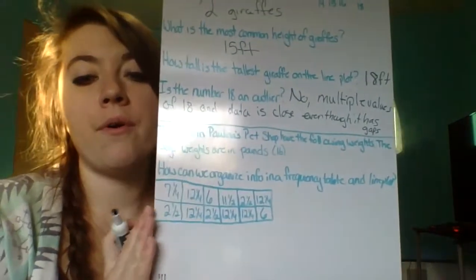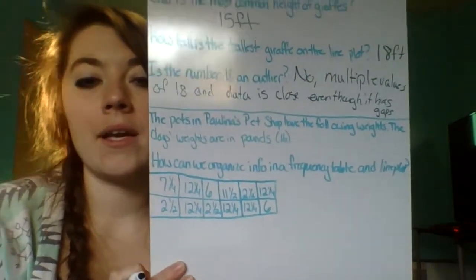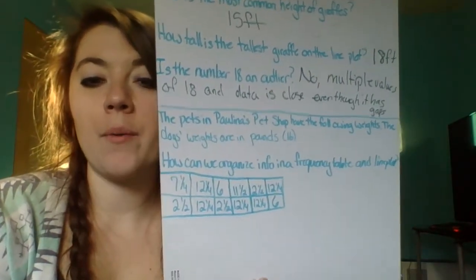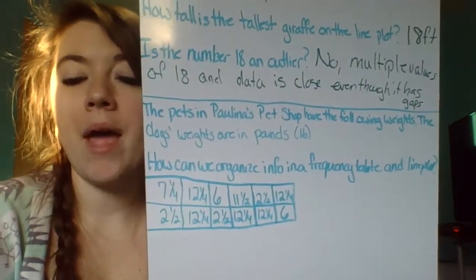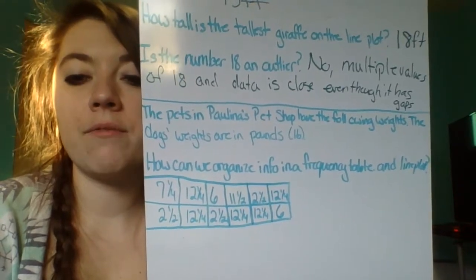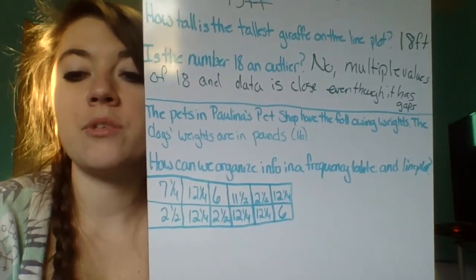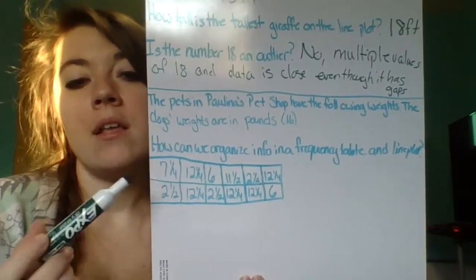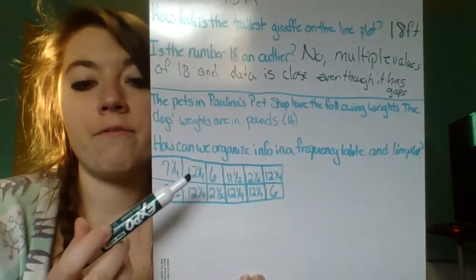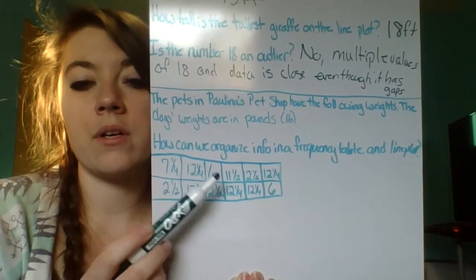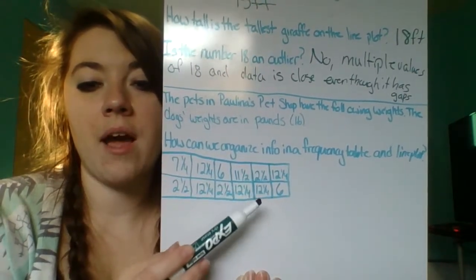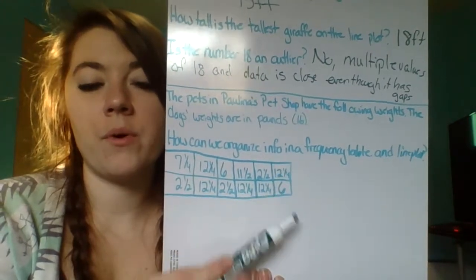Okay, for the last thing that we're looking at on this, pets in Paulina's pet shop have the following weights. The dogs' weights are in pounds. How can we organize the information into a frequency table and a line plot? So we've got this table and we've got 7 1/4, 2 1/2, 12 1/4, 12 1/4, 6, 2 1/2, 11 1/2, 12 1/4, 2 1/2, 12 1/4, 12 1/4, 6.